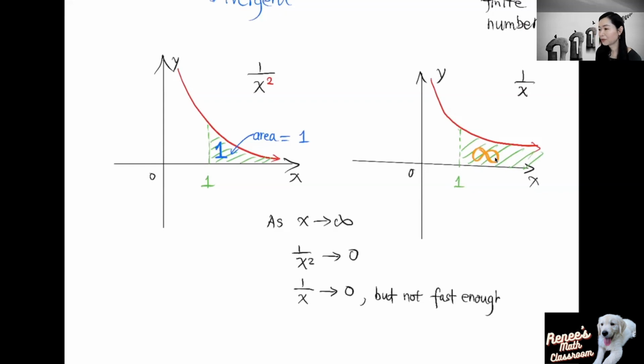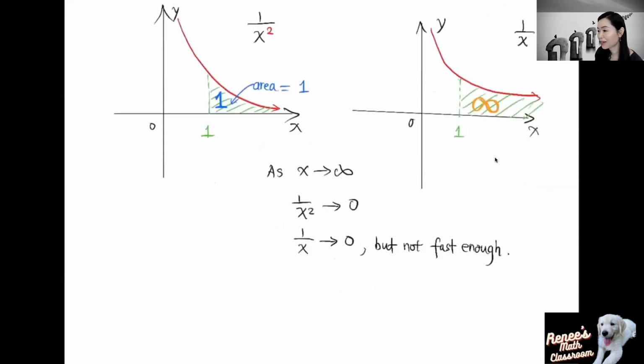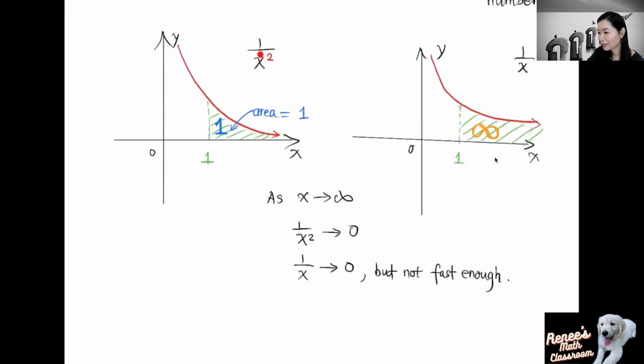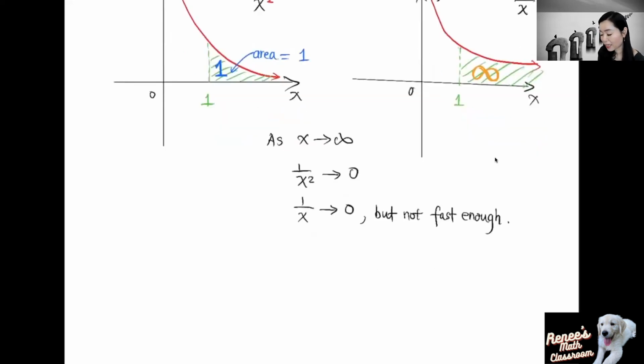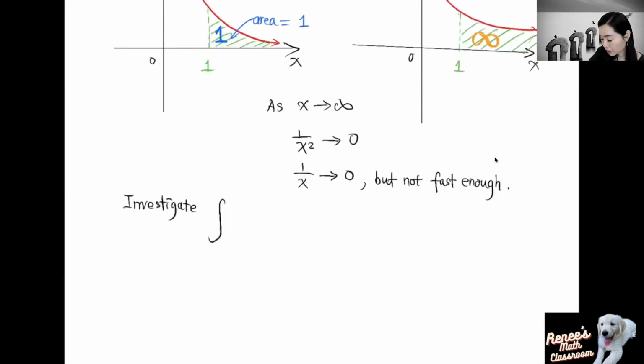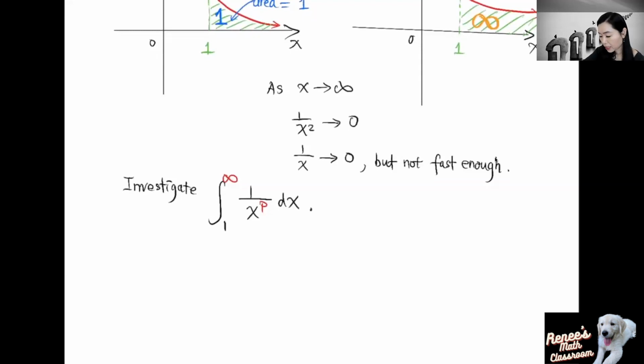So you might wonder, what do you mean fast enough? How fast is fast enough? What does it have to do with the function? That actually has to do with the exponent on this x over here. This is x to the second power, this is x to the first power. Let's investigate what exponent is going to give you a finite area under the curve from 1 to infinity. So let's investigate 1 over x to the p power, and x goes from 1 to infinity. We want to find out for what value of p this integral is convergent.